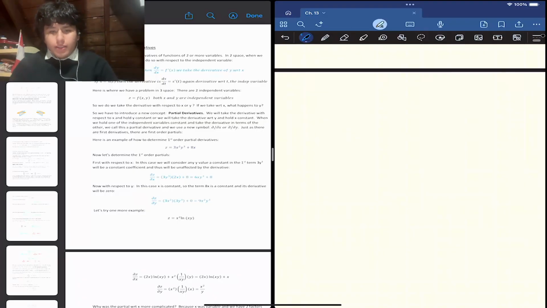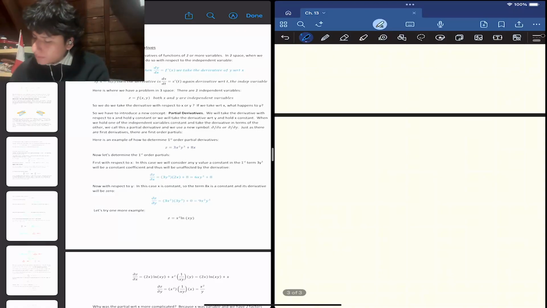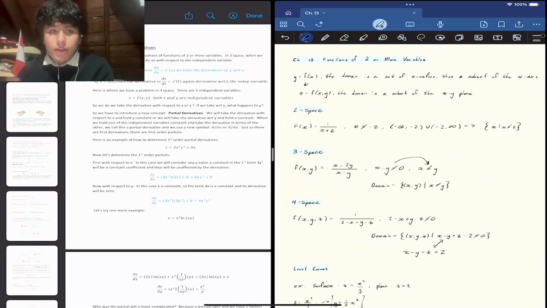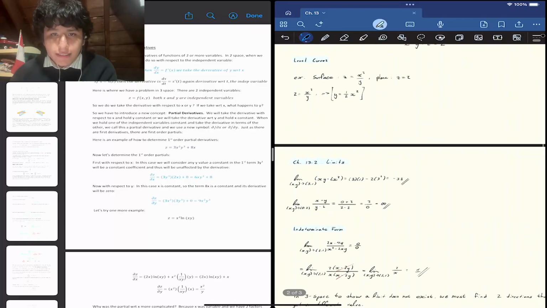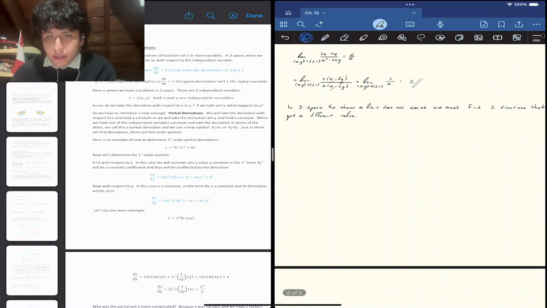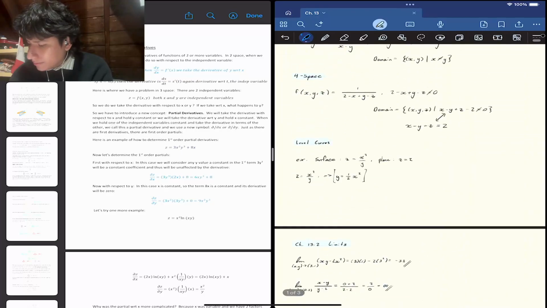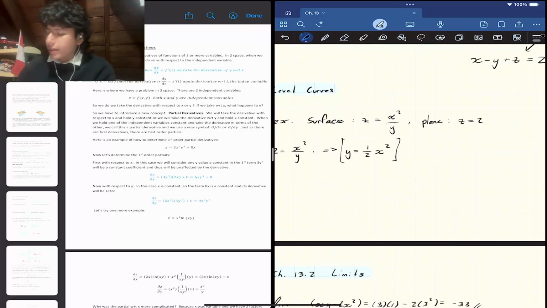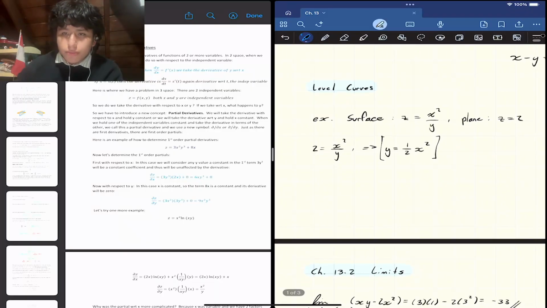So in the last session we went over chapter 13.1 and 2, primarily focusing on functions of two or more variables, as well as trying to find the limits of these different equations with these two or more variables. We also looked at contour maps, which is really cool. Level curves, which we can find by intersecting a quadric surface with a plane of some height k. In this case, we use the plane z equals 2.